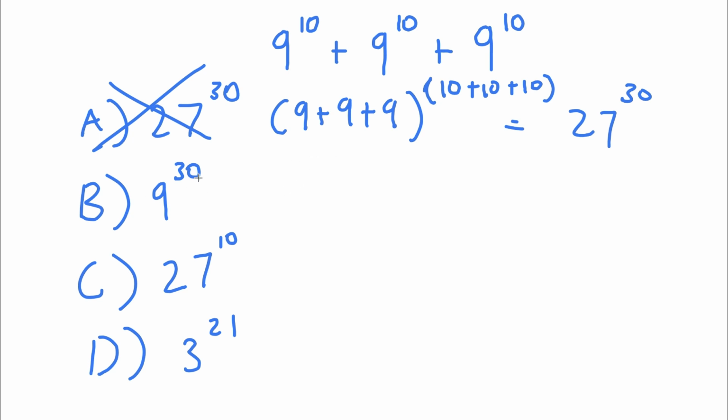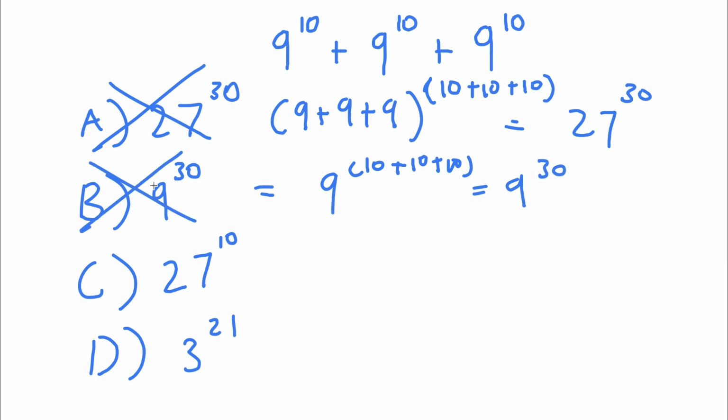So now the next answer choice is 9 to the power of 30. And to get this, what you're going to do is you're going to keep the base the same, so you don't do anything with the base, and then you just add all the exponents. So you do 9 to the power of 10 plus 10 plus 10. And this is equal to 9 to the power of 30. And this is wrong as well. That's not the right way of adding exponents.